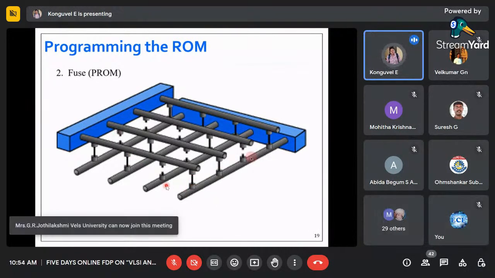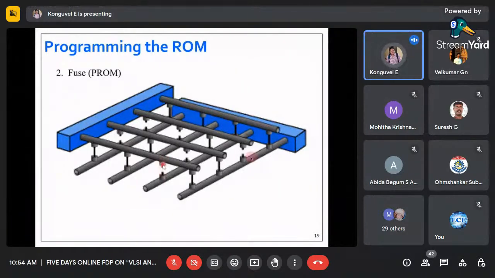During fusing, suppose I don't want this connection. What I will be doing is supplying high voltage to burn out this fuse. We call that PROM. We burn out this fuse, so once it is burned out, that will be considered as 0. All other places will be considered as 1.